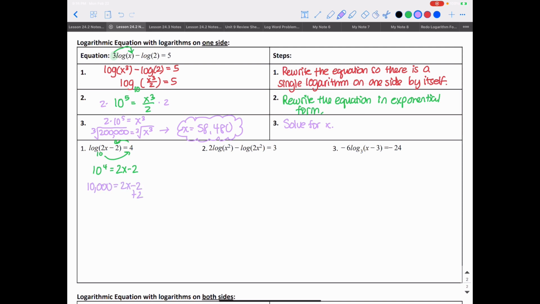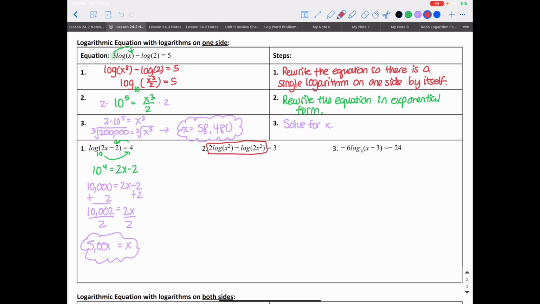I'm going to add 2 on both sides. I'm going to get 10,002 is equal to 2x. I'm going to divide both sides by 2, and I'm going to find that x is equal to 5,001. And that's my answer. For number 2, I have 2 logarithms on the left-hand side.